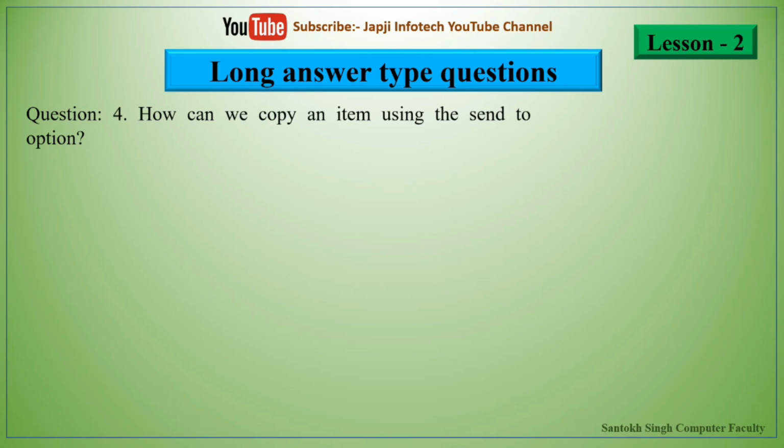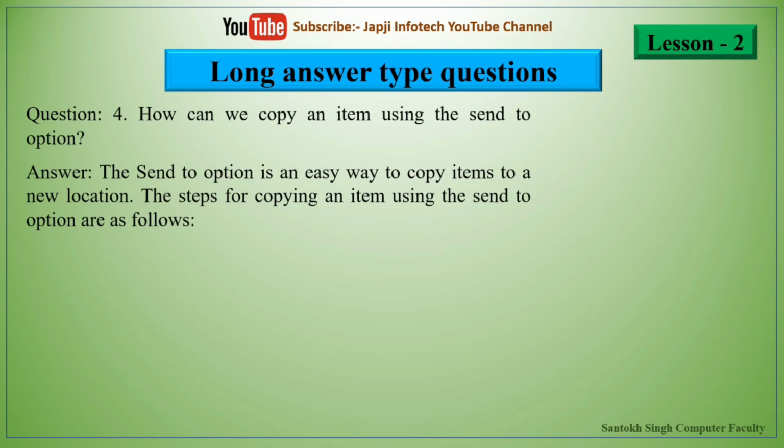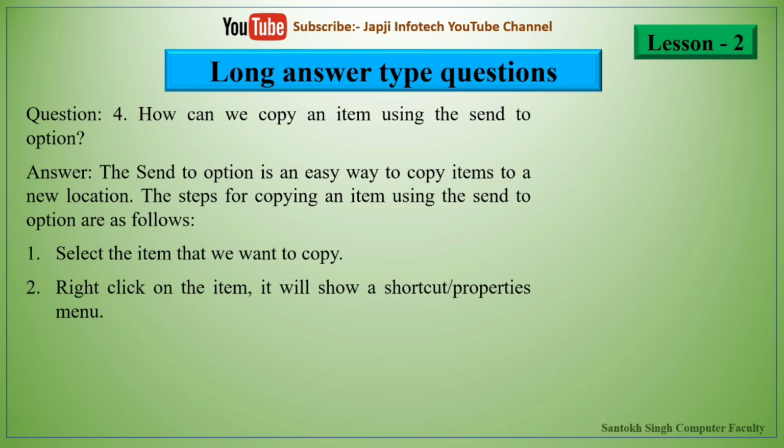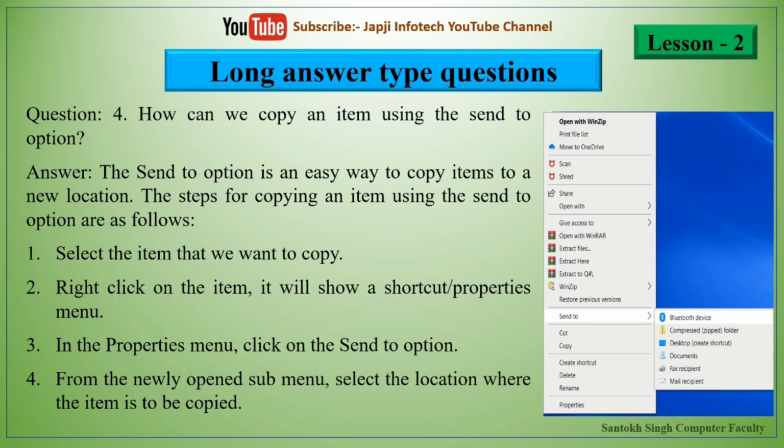So our fourth question is: how can we copy an item using the send to option? The send to option is an easy way to copy an item to a new location. The steps for copying an item using the send to option are as follows. First, select the item that we want to copy. Right click on the item. It will show a shortcut or property menu. In the property menu, click on the send to option as you see on the right side. From the newly opened submenu, select the location where the item is to be copied.